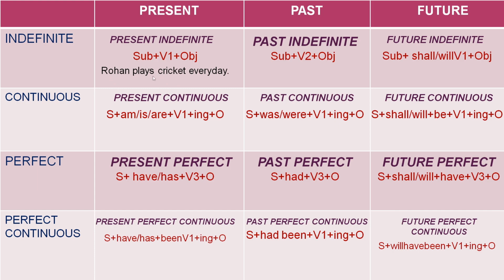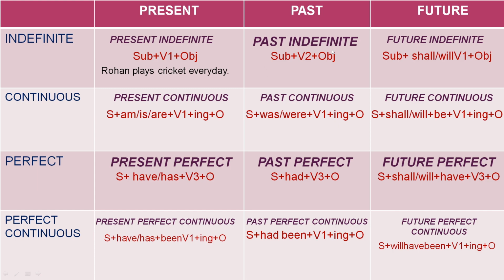So here, why is it plays, why is it not play? Because here Rohan is the third person singular number and it's a present tense. That is why when it is a third person singular number present tense, we have to use s or es with the verb. So in this case, we have to use Rohan plays. Okay, Rohan plays cricket every day.